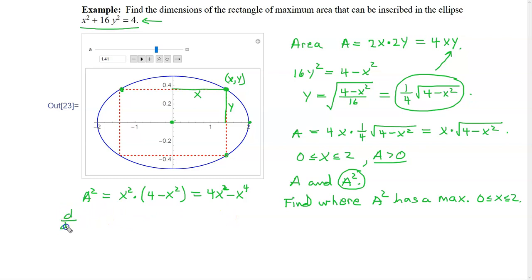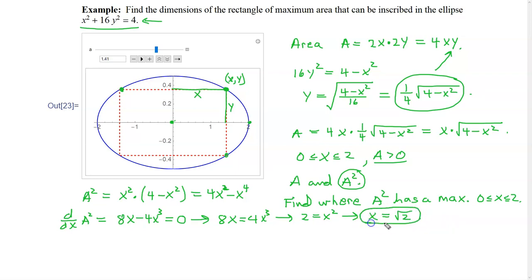So then, setting that equal to 0 to find where A squared has a maximum, we're going to get that the solution to this is, and simplifying this, canceling the 8 and the 4 and an x on the left and 1x on the right, we're going to get that. And that implies that x is the square root of 2. And so that is where A squared is going to have its maximum value, and that's the same place that the A function is going to have its maximum value.